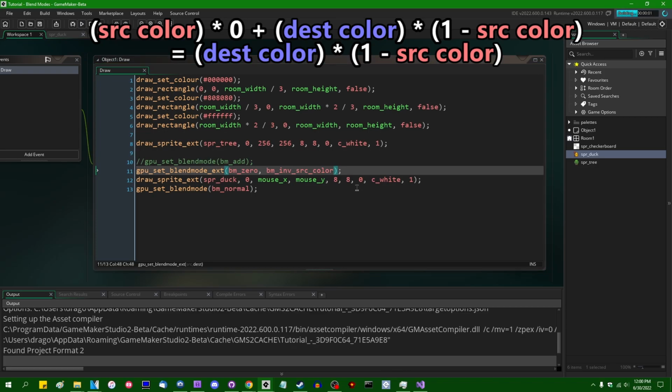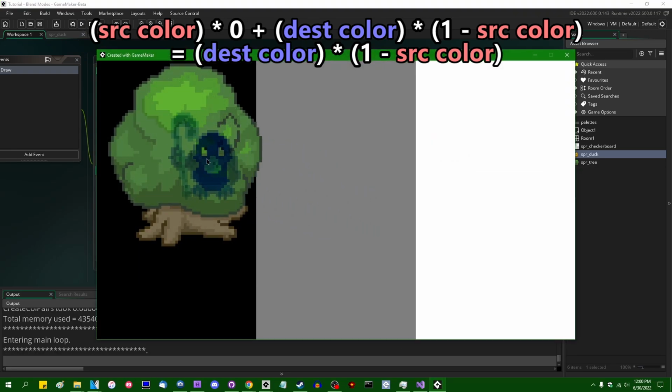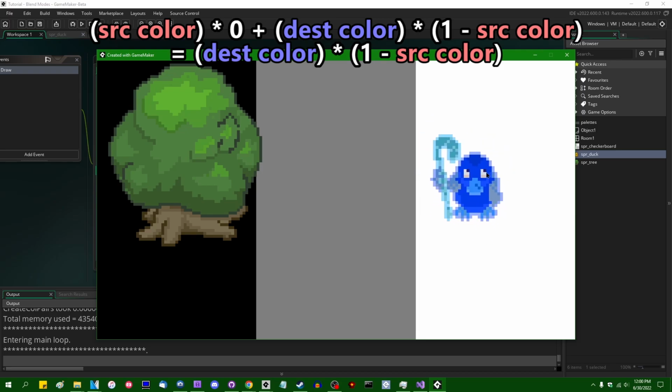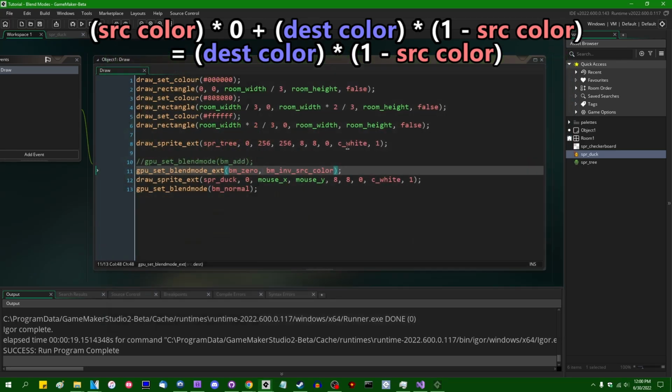So if we were to run this now, we would see that if I were to move the duck over the tree, the duck is subtracting the yellow color from the tree, or I guess the red and the greens anyway. And if I were to move the duckling over the white, we would see the same thing. This is what we had when we were using subtractive blending last time.